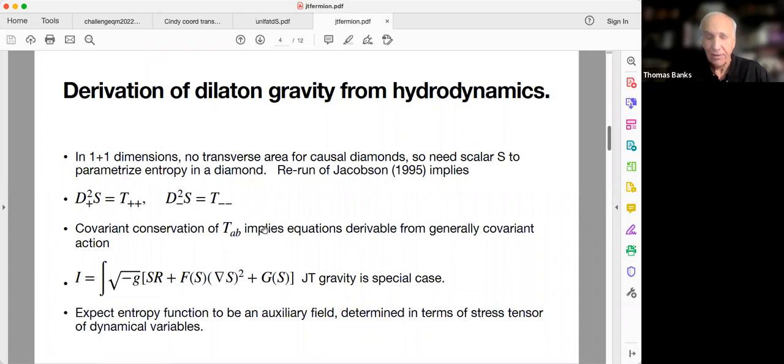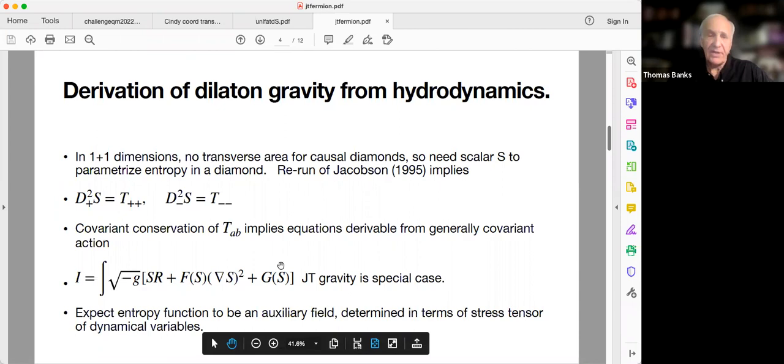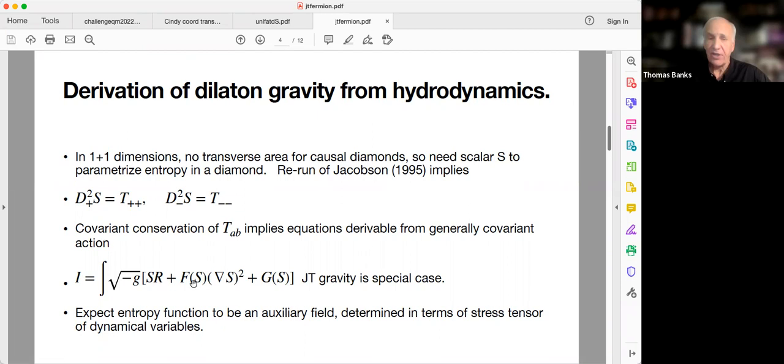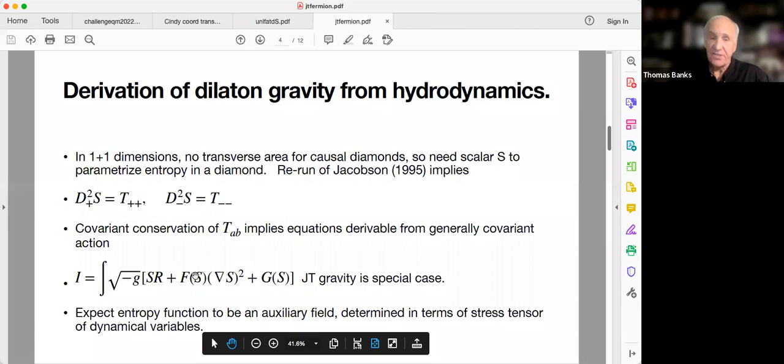And then what you find is, since these equations only involve second derivatives of the field, you reduce the action to something that depends only on second derivatives. And the most general form you could write down is called dilaton gravity. The S field is the linear thing that multiplies the Ricci curvature scalar. And then there are these other two terms that involve only S multiplied by the square root of minus g. You can do Weyl transformations that mostly get rid of this F of S. There are some restrictions on that. And of course, in JT gravity, F of S is set equal to 0, and G of S is set equal to S. So JT gravity is a special case of the general linear dilaton gravity Lagrangian that basically follows from hydrodynamics.